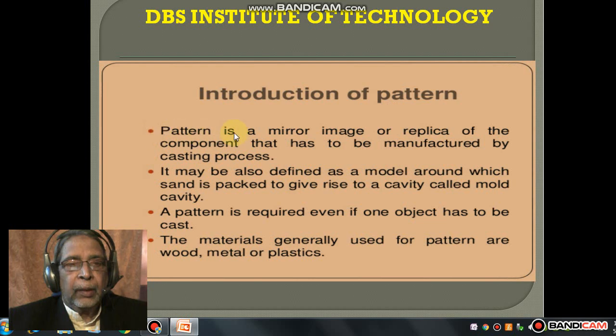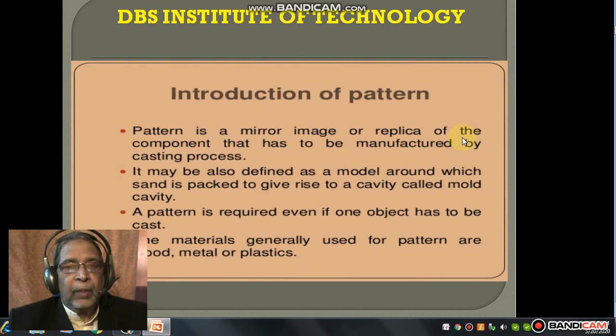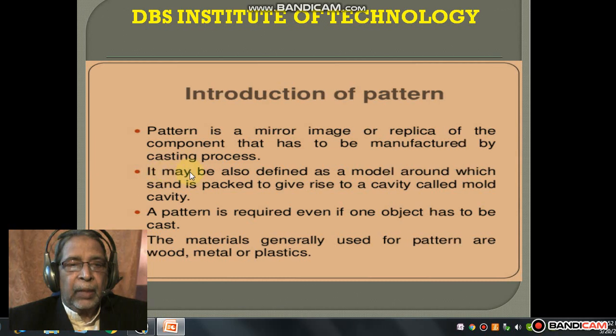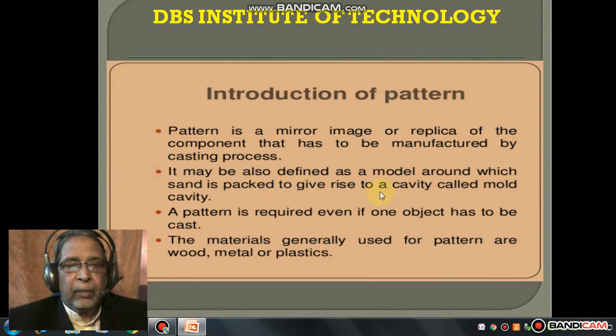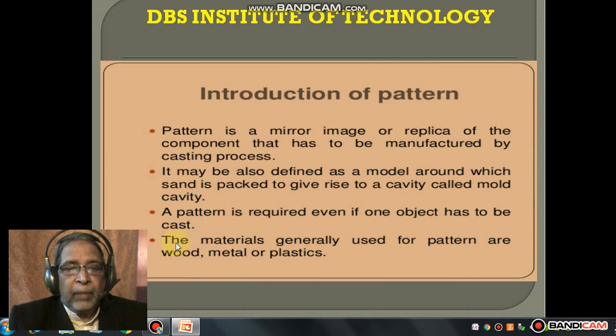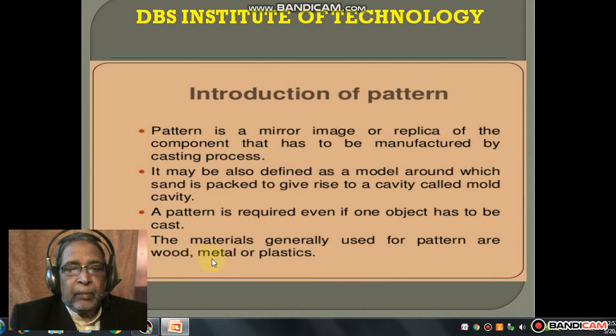The pattern is a mirror image or a replica of the component that has to be manufactured by casting processes. It may also be defined as a model around which sand is packed to give rise to a cavity called the mold cavity. A pattern is required even if only one object has to be cast. The materials generally used for patterns are wood, metal, or plastics.